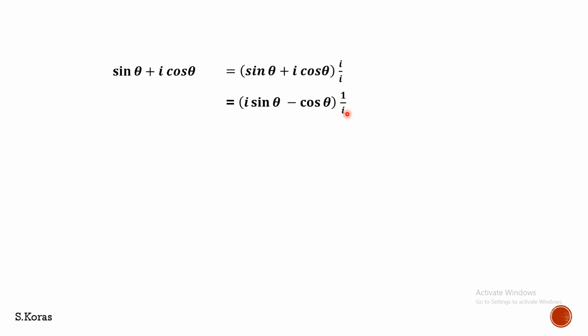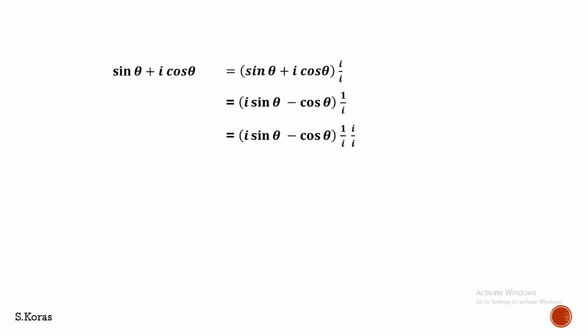Now whenever we do a complex number problem, we never keep i in the denominator. So let us multiply the numerator and denominator by its conjugate, that is minus i by minus i. But here there is no need of doing like that. Simply let us multiply by i. Let us multiply the numerator as well as the denominator by i, so that the denominator will become a real number. So i sin theta minus cos theta, 1 by i into i by i.